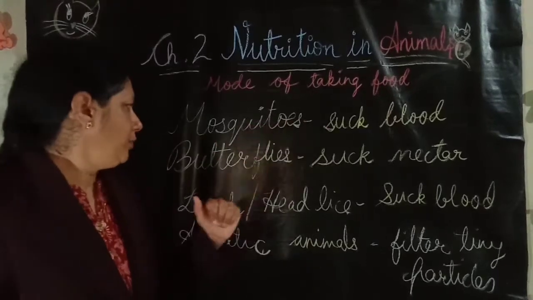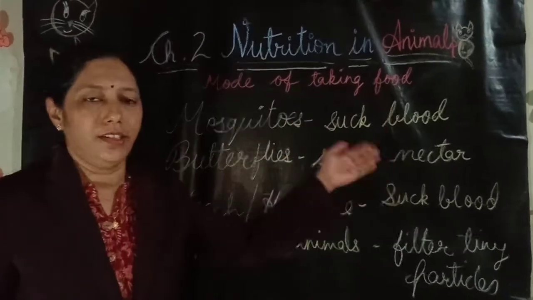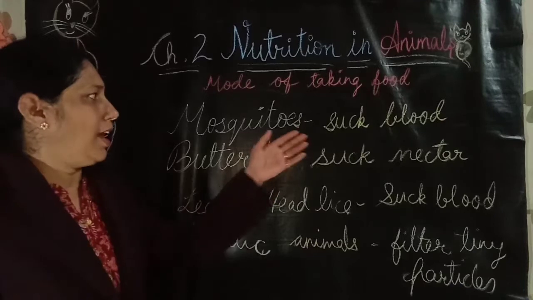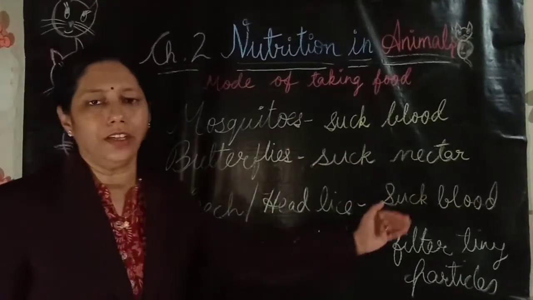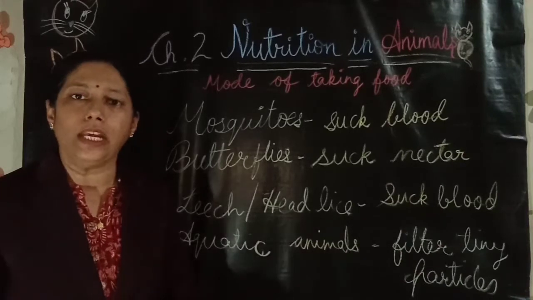Mosquitoes suck blood, butterflies suck nectar, leeches and head lice also suck blood like mosquitoes, and aquatic animals filter tiny particles which are floating in the water.